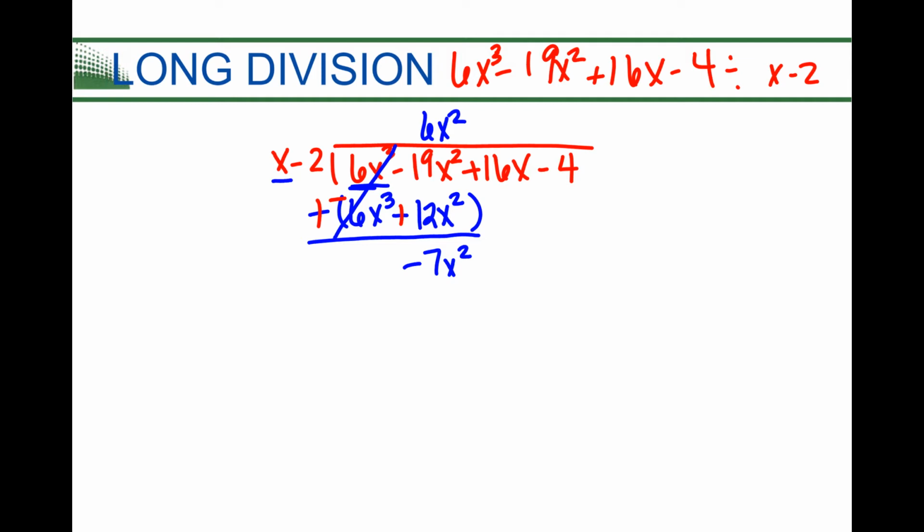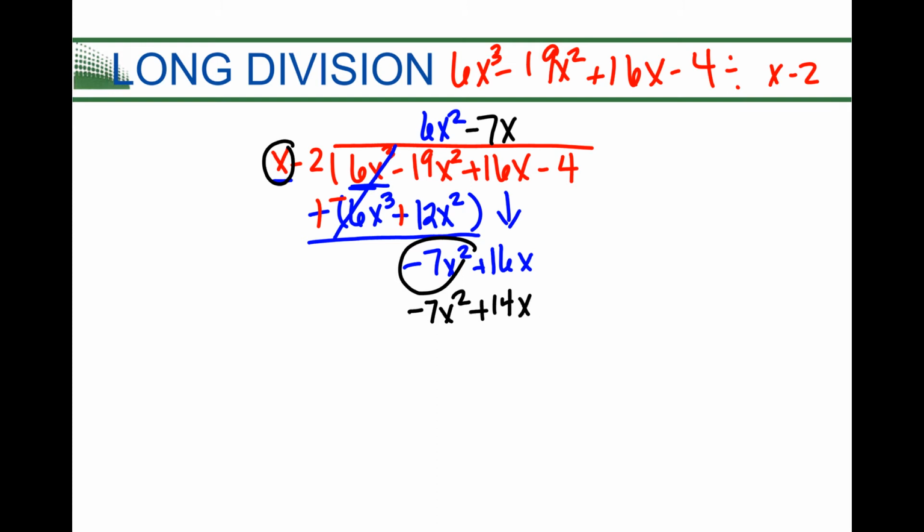And then you would bring down the next term, so plus 16x. And then again, you compare your front numbers. You say x and negative 17x squared. X times what would give me negative 7x squared, and that would be negative 7x. X times negative 7x is negative 7x squared. Negative 2 times negative 7x is a positive 14x.